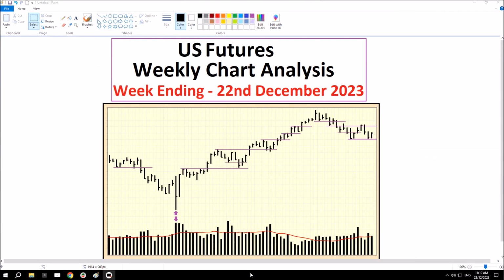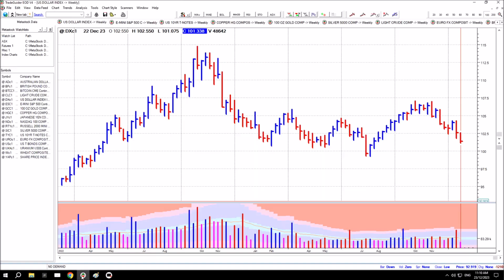This is the US Futures Weekly Chart Analysis for the week ending 22nd of December 2023. First chart is the US Dollar Index Futures. We've pulled back a little bit here, so you can see where the market's been.